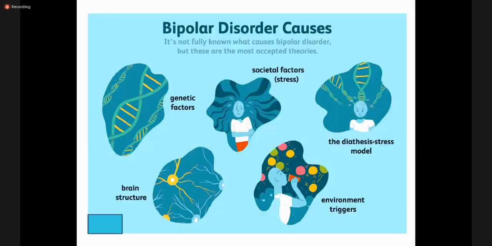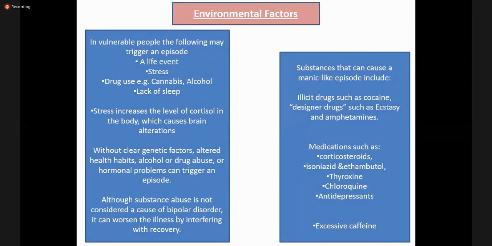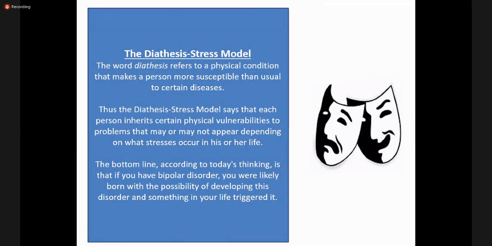Briefly, let's talk about biological factors. They can be genetic, they can be neurochemical. Environmental factors, which may be life events, drug use, stress, substance use, which may induce mania-like episodes. Then there are medications: corticosteroids, thyroxine, chloroquine, excessive caffeine.